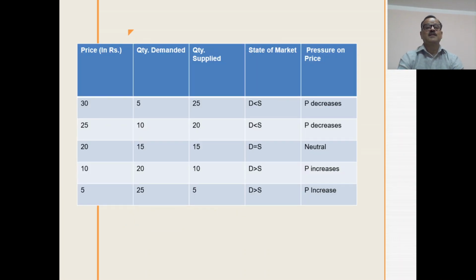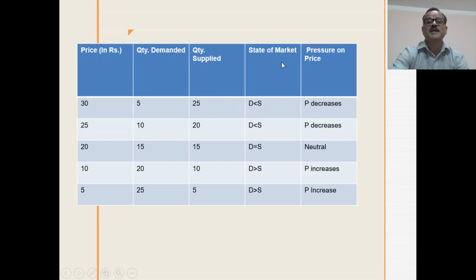So this equilibrium position is shown here in this table. You can see price of commodity rupees 30, 25, 20, 10, 5. Quantity demanded, as the price is reduced, increases from 5 to 25, and quantity supplied has a positive relationship with the price. So quantity supplied is highest at 30 rupees, then 25 rupees, 20. So when the price is high, quantity supplied is also high. When the price is low, quantity supplied is also gradually declining.